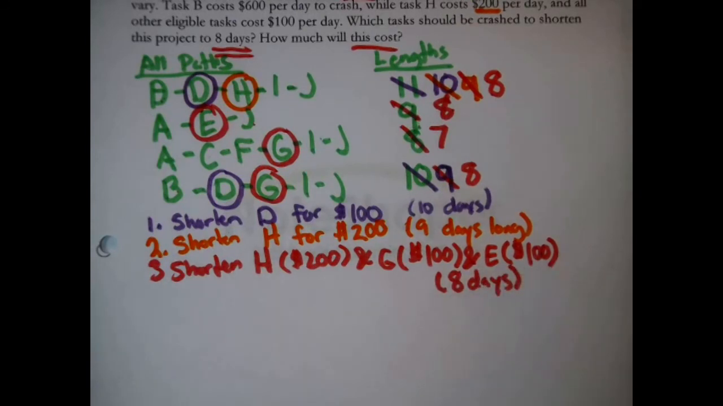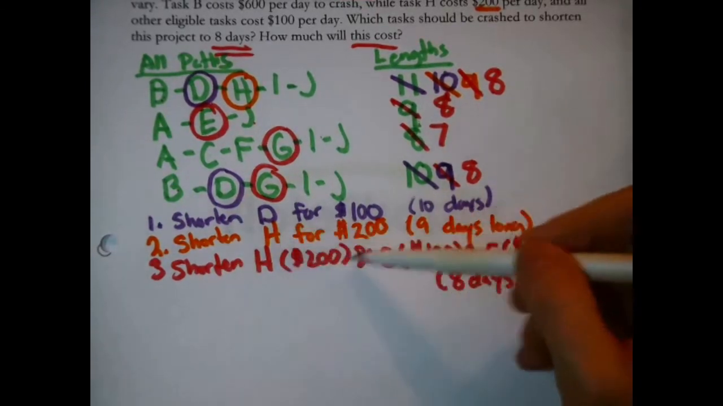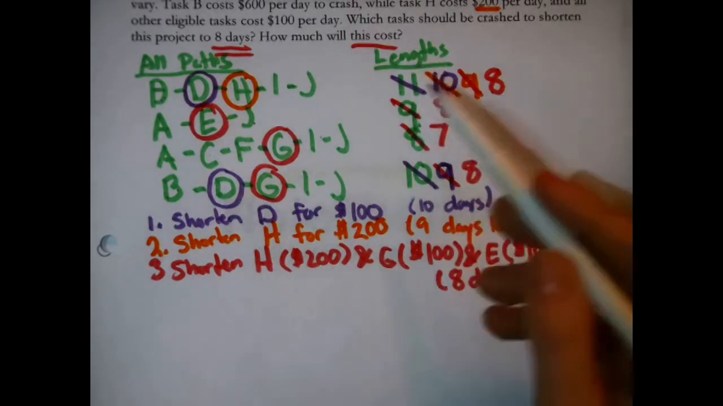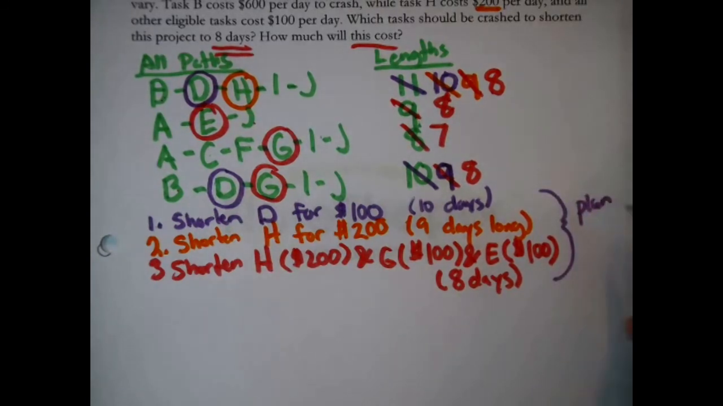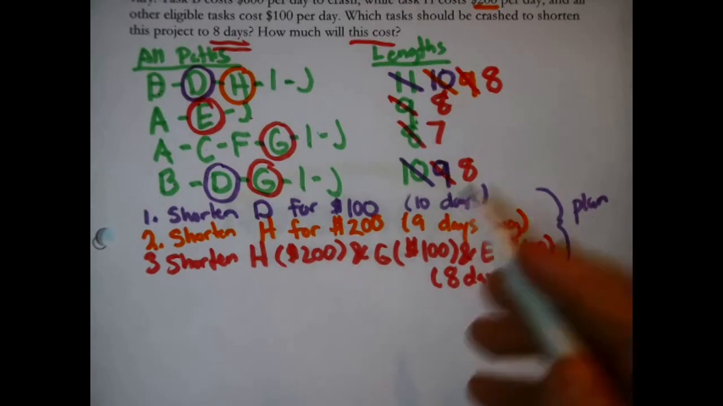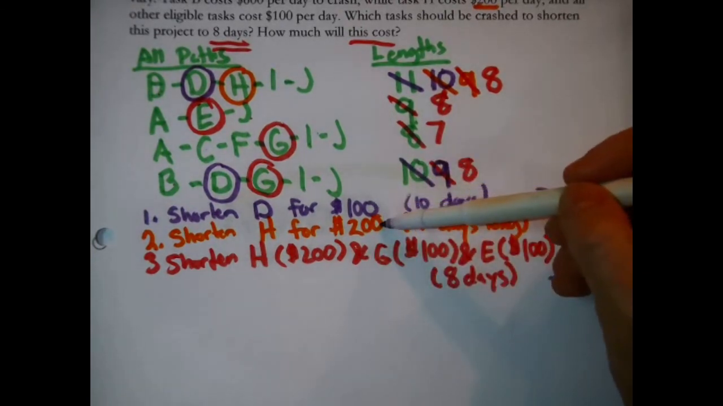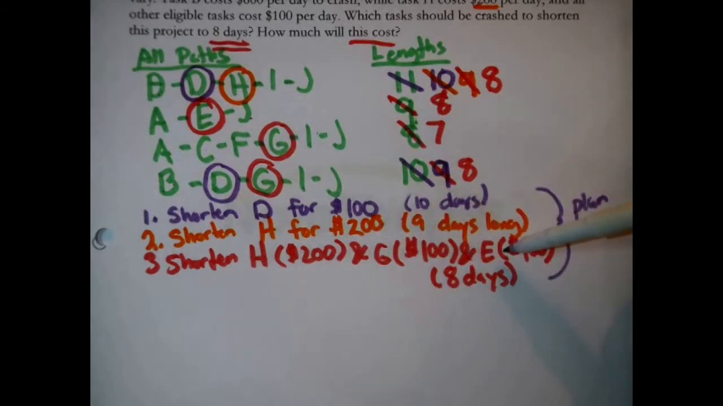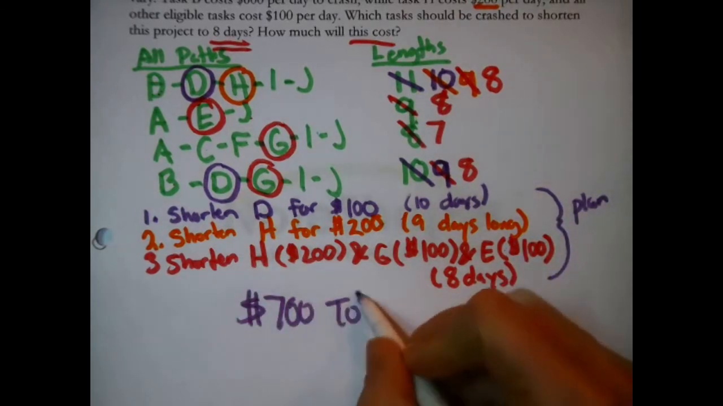What we want to do is essentially shorten D by 1 day, shorten H by 2 days, shorten G by 1 day, shorten E by 1 day. It asks for the cost. That's the plan. That will get us down to 8 days. The cost is just tallying this. Let's see, we spent 100 plus 200 is 300 plus another 200 is 500, 600, 700 to spend $700 total in crashing.